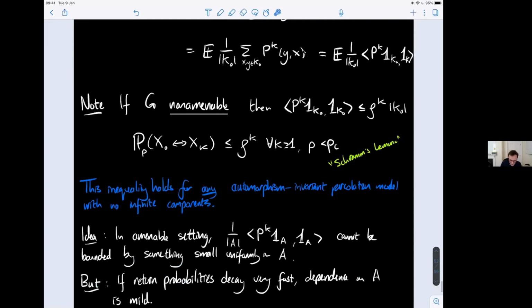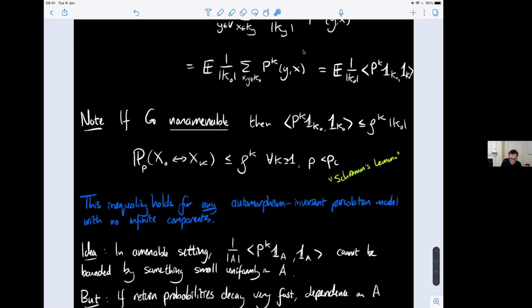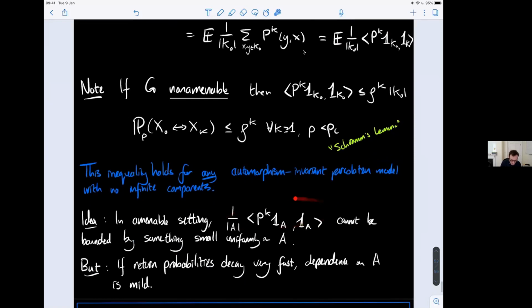Now this is really nice, but the problem is that if we want to do something similar in an amenable setting, it's not going to work as nicely. In the non-amenable setting, this quantity here, the inner product divided by the volume, is small uniformly in what this set is. If you take any finite set, this is going to be bounded by the spectral radius to k, so if k is large, it's small uniformly in the choice of this set A.